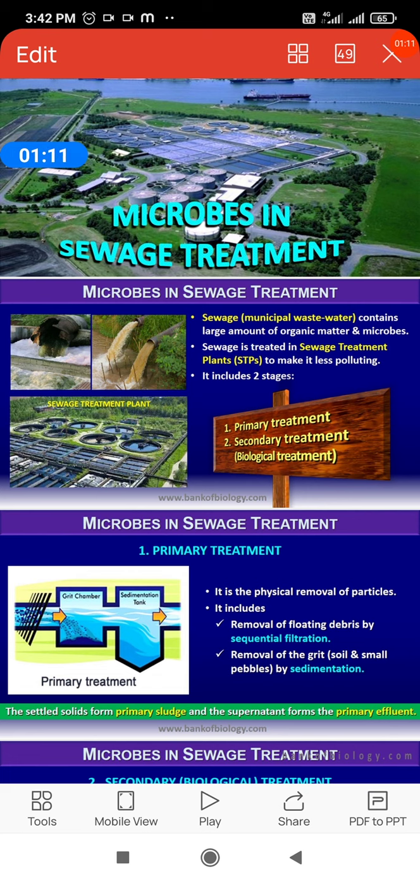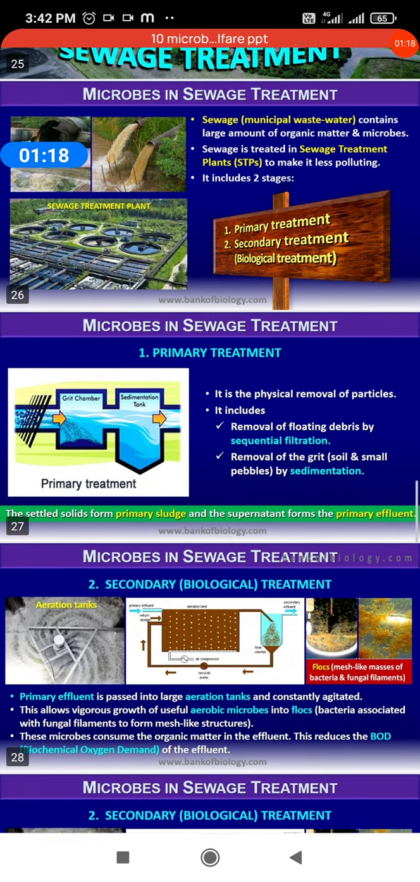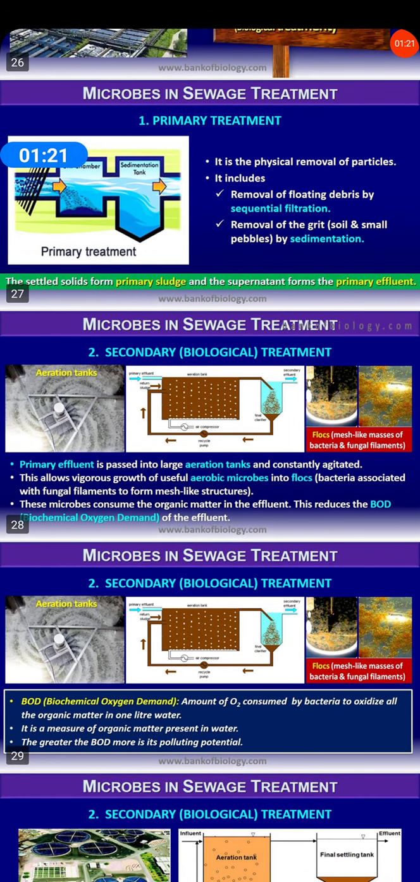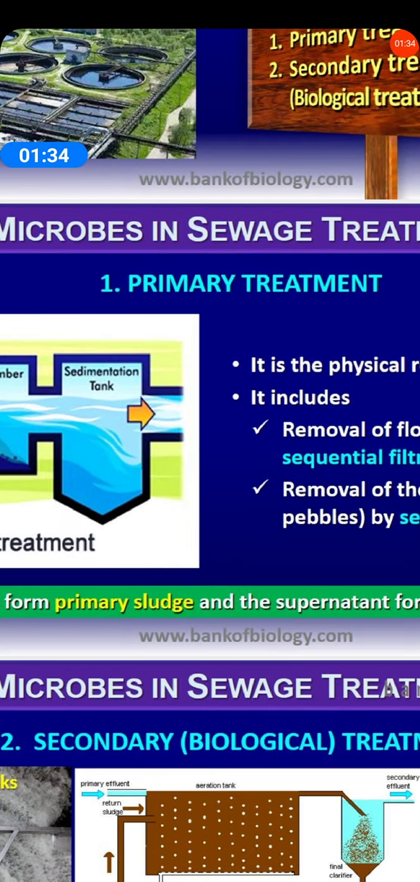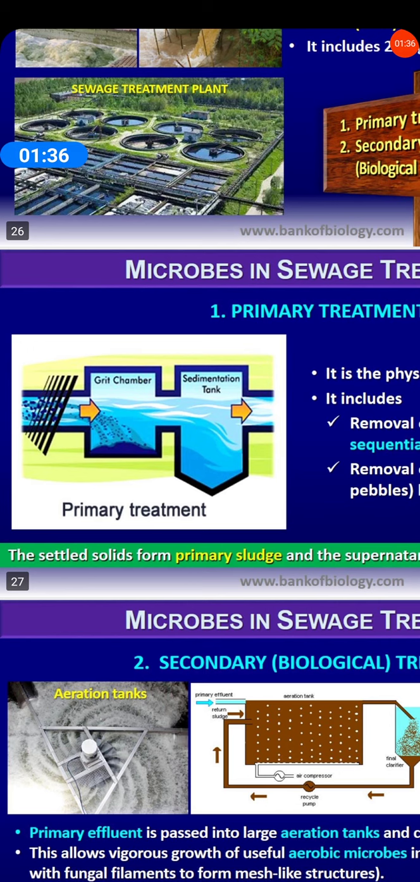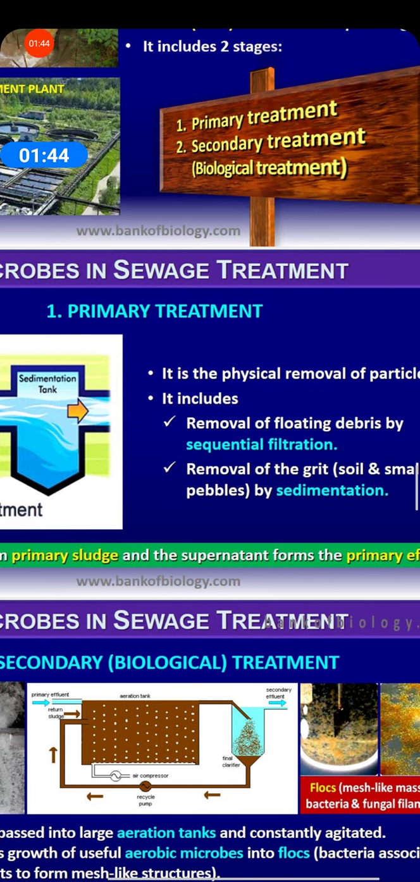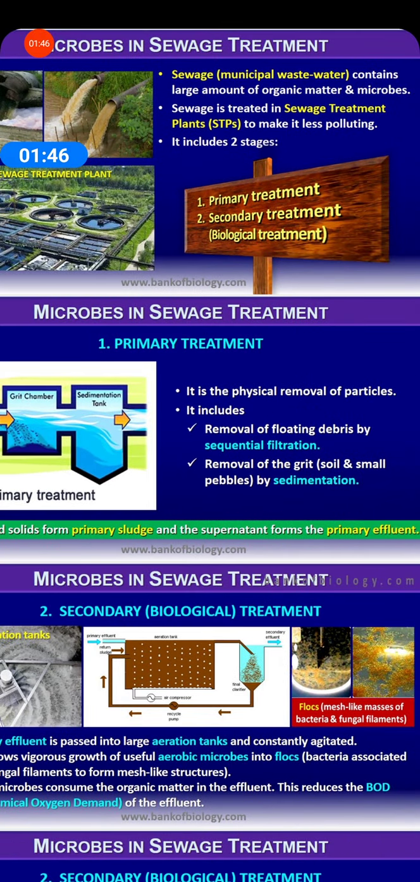So basically it is carried out in two stages, that is the primary treatment and secondary treatment. Primary treatment is called a physical treatment. Why? Because no chemical change occurs. So it is a physical removal of large and small particles from the sewage. Look here in the diagram, you can see that firstly wire gauze is there, then grit chamber, and then sedimentation tank. So it is a physical removal of the particles.